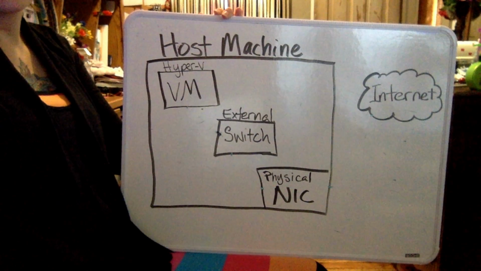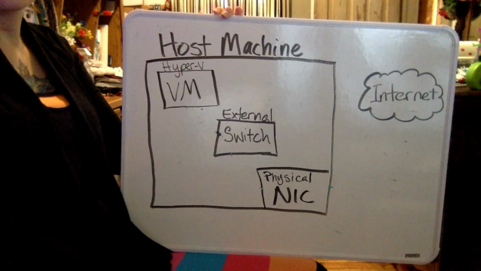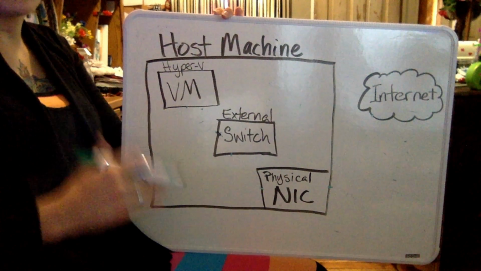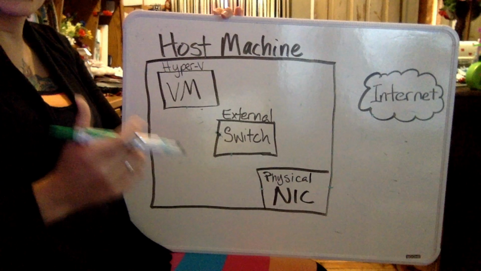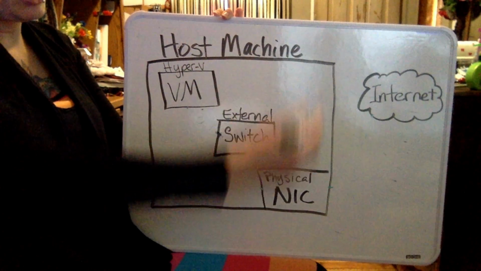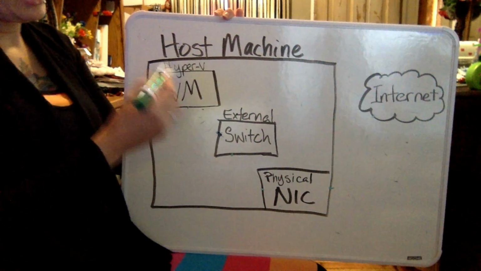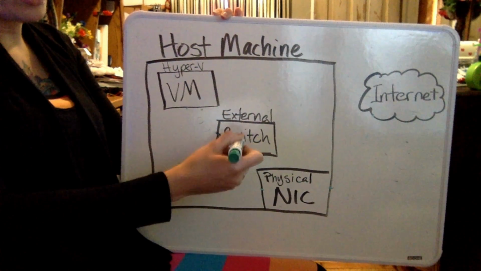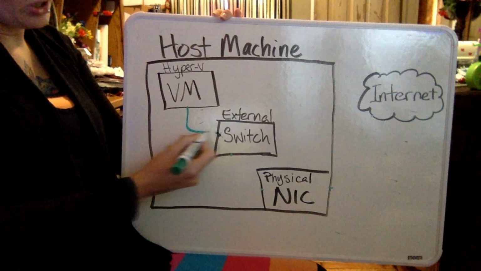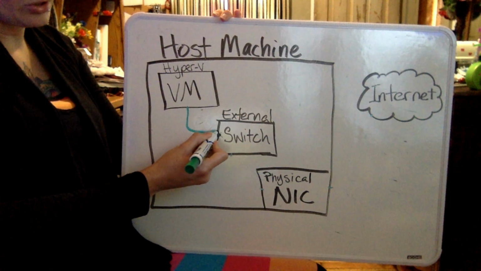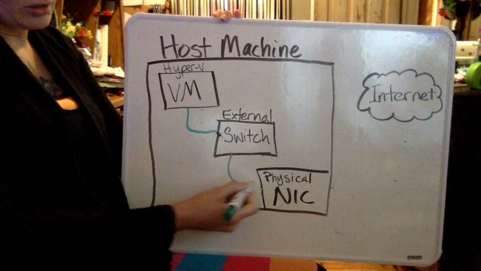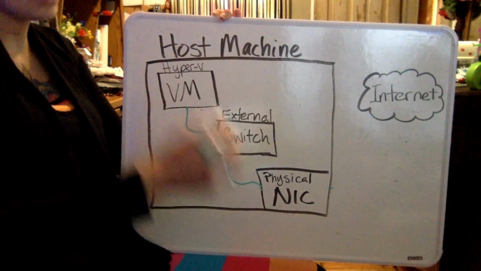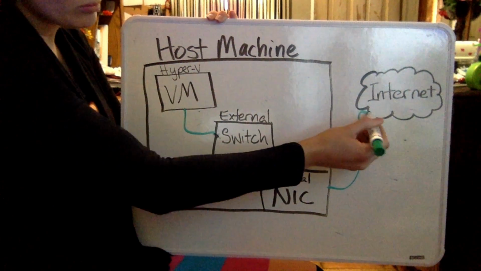So here's a diagram I drew up of an external virtual switch, just so you can get an idea of how it would look. You've got your host machine here, represented by the square, and then your Hyper-V with your virtual machine, and then you create your external switch, and your virtual machine would connect to the external switch, and then your external switch in turn connects to your physical network card on the host machine, and that in turn would take you out to the internet.